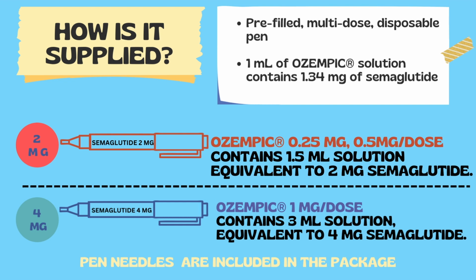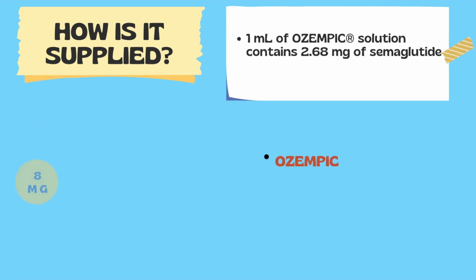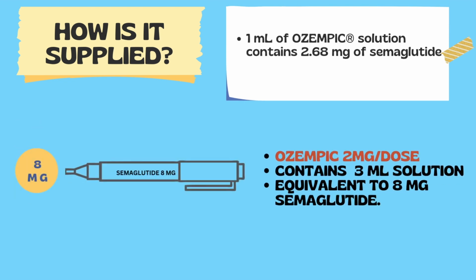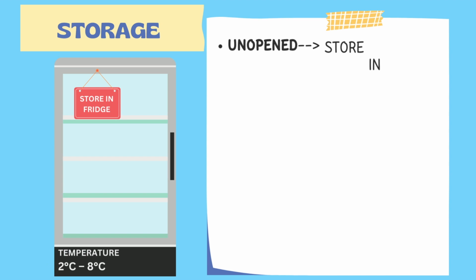In all the packaging, there are pen needles included, so these can be used alongside the pen. And finally, there's also an 8 milligram pen, and this is for dosing the 2 milligram dose. This one contains about 3 mL of solution, and again, that's equivalent to 8 milligrams of semaglutide. Each 1 mL of Ozempic solution in the pen contains about 2.68 milligrams of semaglutide. We'll discuss the dosings in the coming slide.